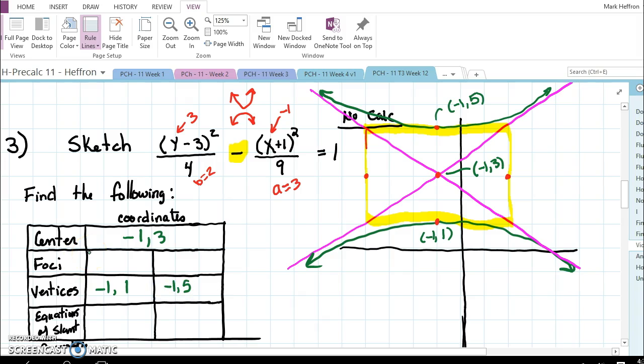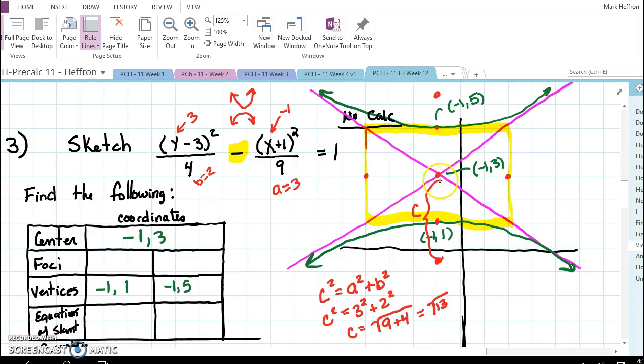To find the foci, first of all, I need to know that they're generally here and here. They're inside each branch of the hyperbola. And the c distance is the largest distance. So that means c squared is going to be equal to a squared plus b squared in this case. I don't know c, but I do know a is 3 and b is 2. So c is equal to the square root of 9 plus 4, which is the square root of 13.